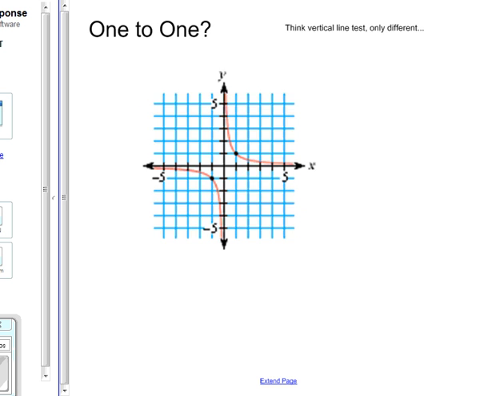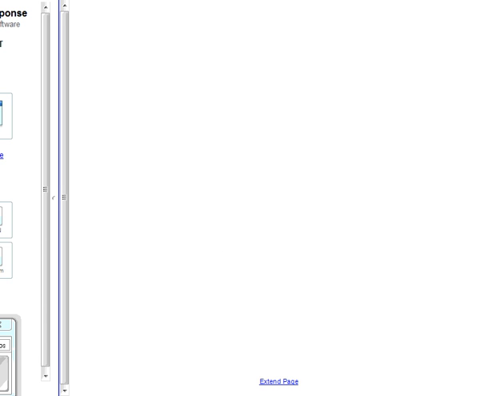All right. This one. Is it a function? Is its inverse a function? So what kind of function is it? One-to-one function. Because it passes the vertical line test and the horizontal line test, then it's a one-to-one. All right. Good. Covered everything that you need to know for now.